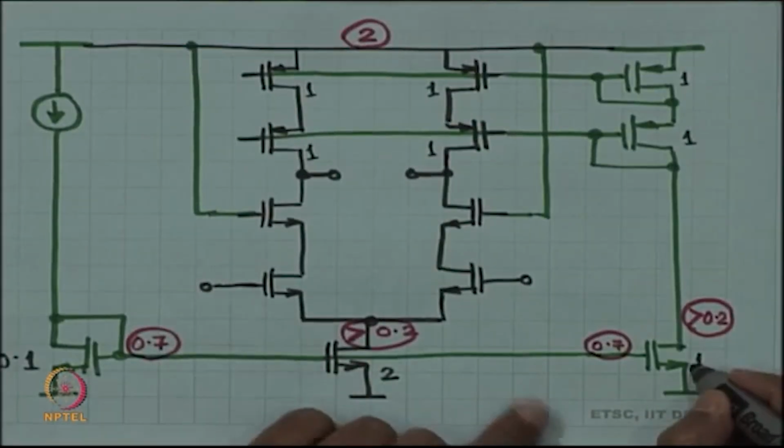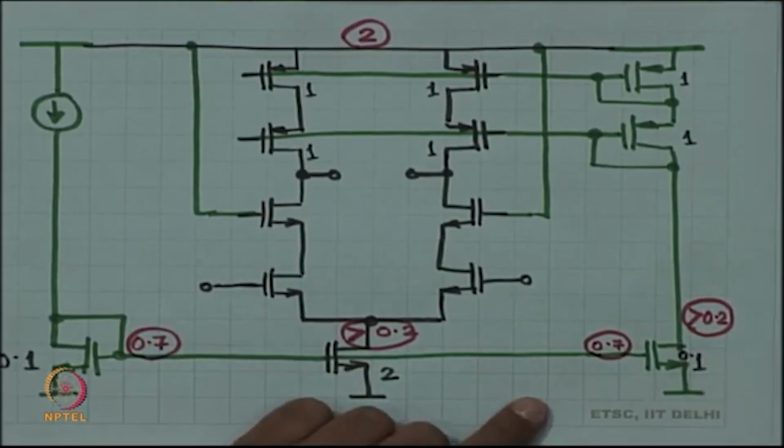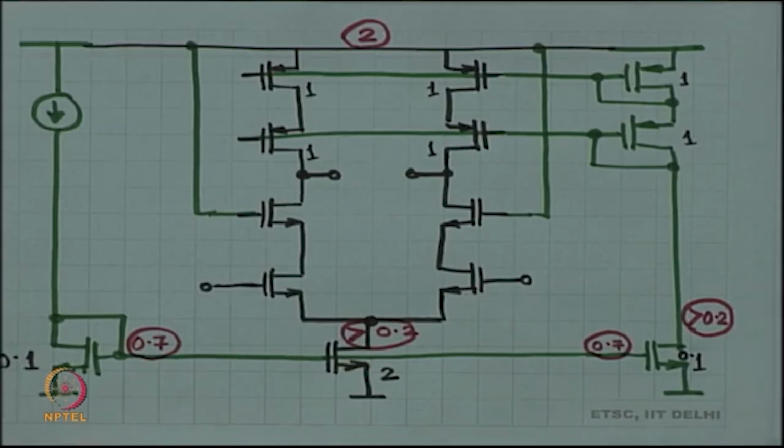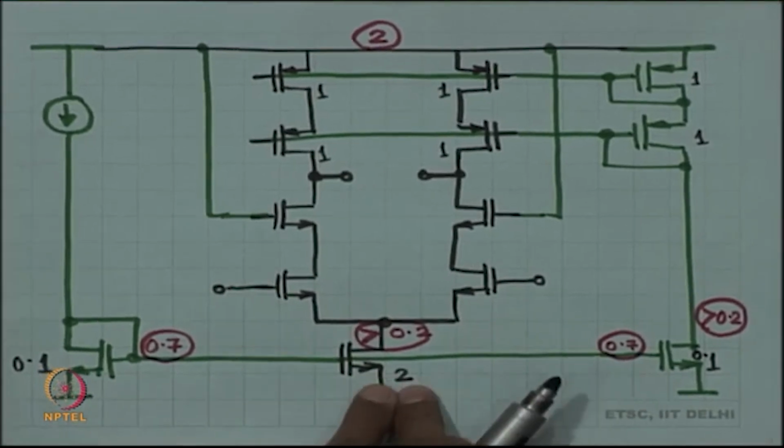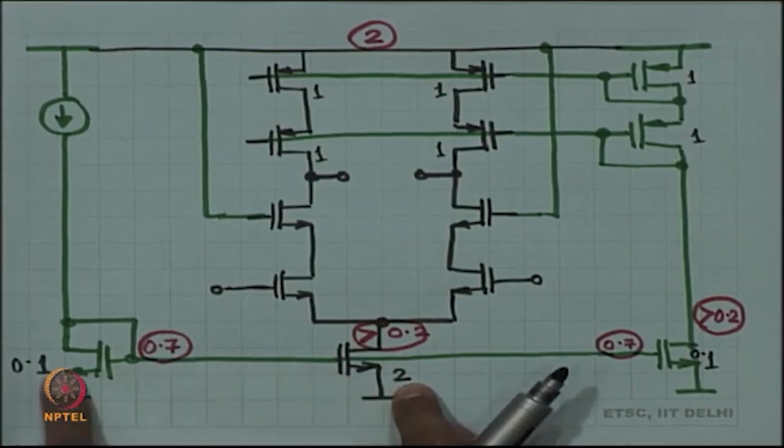Okay. And then again you might want to make this also 0.1 unit. When I say 0.1 unit, what is 0.1? This is the ratio of the W by L's. So, W by L is not 0.1. If this has a W by L of 100, then this will have a W by L of 5, 20 times smaller. That is what I mean.